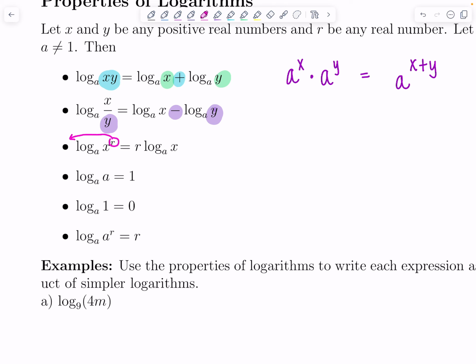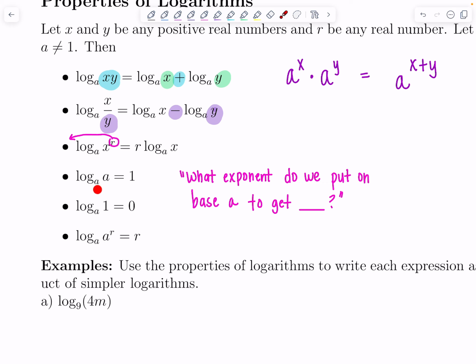These I'm going to talk you through in everyday words so you can understand why they make sense. When you see logarithms, remember, those are exponents. So it's basically saying, what exponent do we put on base a to get whatever follows? So read it like this. What exponent do I put on base a to get a back? What power do I have to raise a to get a? Just the first. What exponent, when you see log, what exponent do we put on base a to get 1?